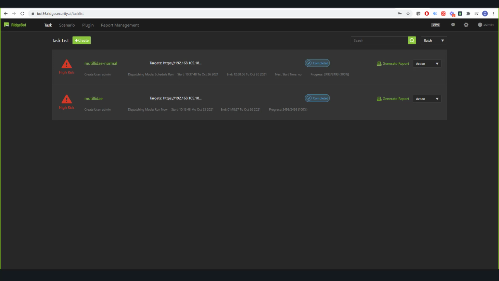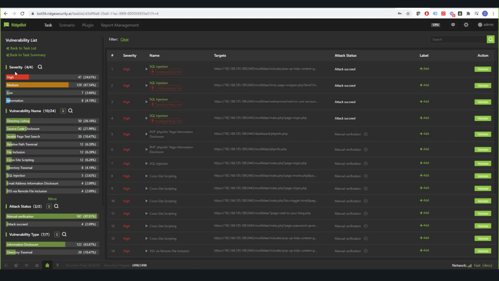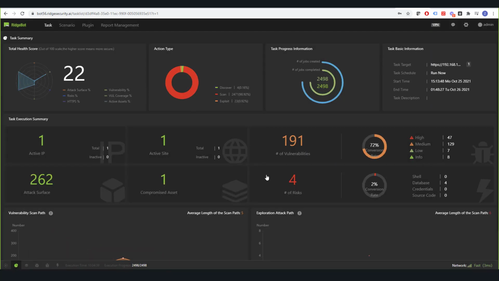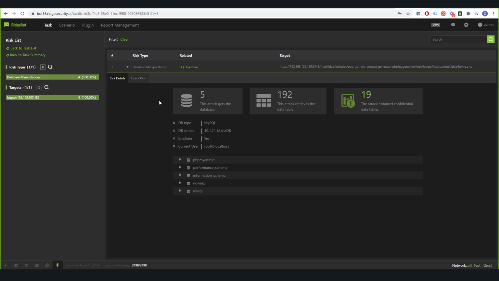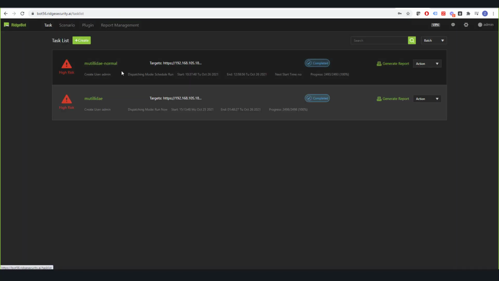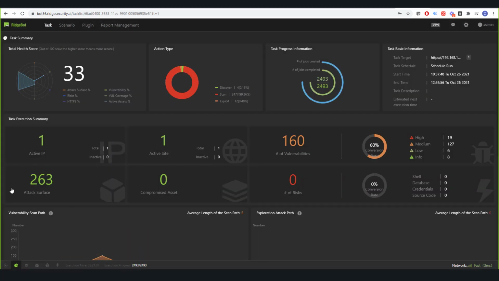For such a site, there is a great difference in the result between the stealthy mode and the normal mode. With the stealthy mode, RidgeBot successfully found 4 risks, 47 high vulnerabilities, and 129 medium vulnerabilities. For the 4 risks, RidgeBot chose the exploit proof for the SQL injection vulnerabilities, with data structures and data tables, etc.